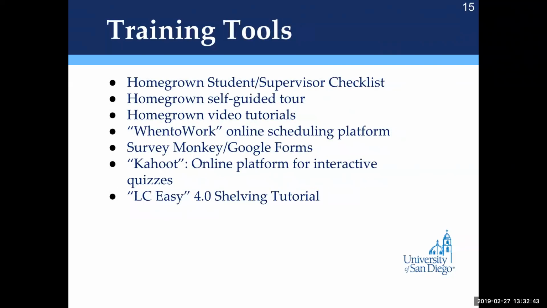And these are the tools that we have. And again, when we get to the end, we can share some of these and talk more about them, go into detail. But we have our homegrown student supervisor checklist that we follow. We have a homegrown self-guided tour of multiple areas, which includes the access services area. We have some homegrown video tutorials, and those are not easy to make, my friends, let me tell you. If you're into making video tutorials, it can be done, but it's hard.